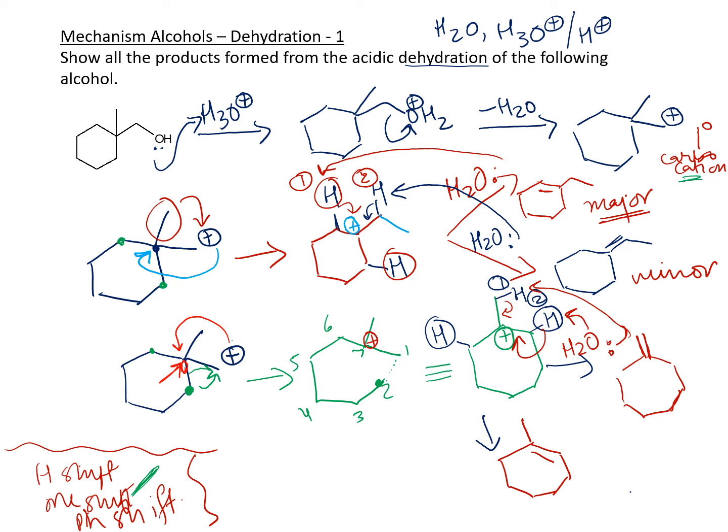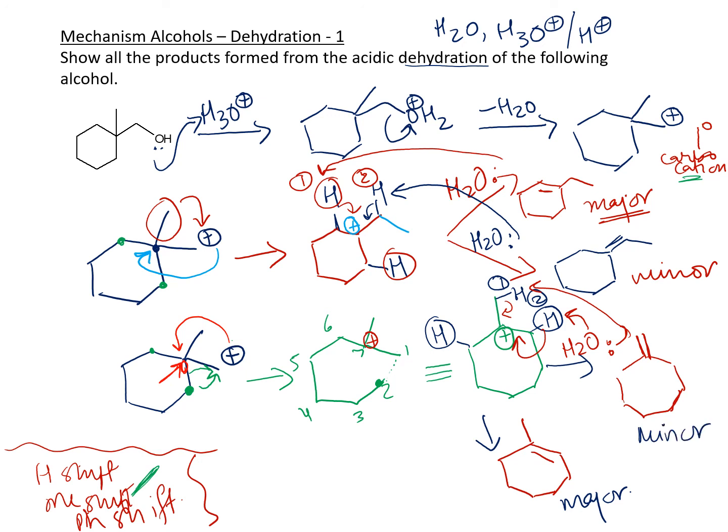Now within these two, which one is going to be the major? This is going to be the major because this is the more stable alkene, not ring, more stable alkene. So this is a Zaitsev product. This is going to be the minor product.